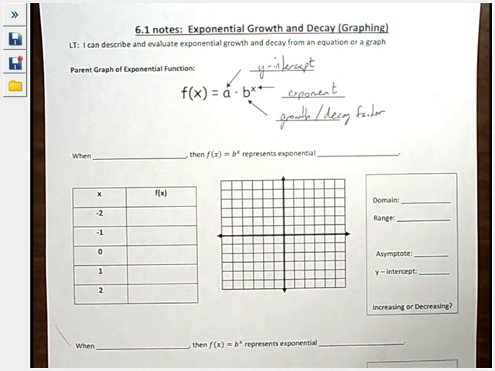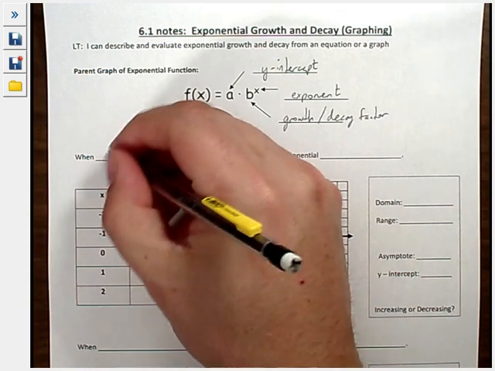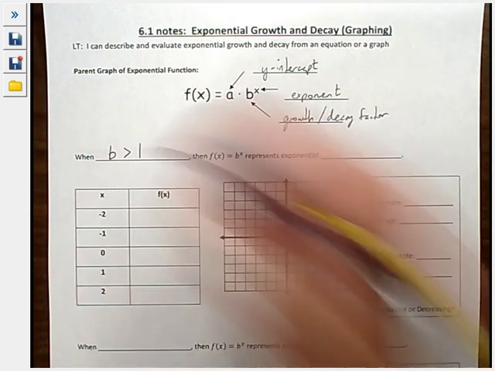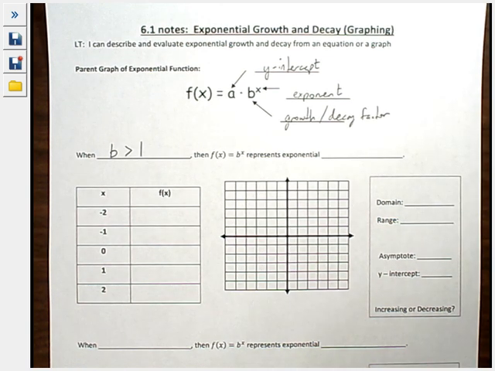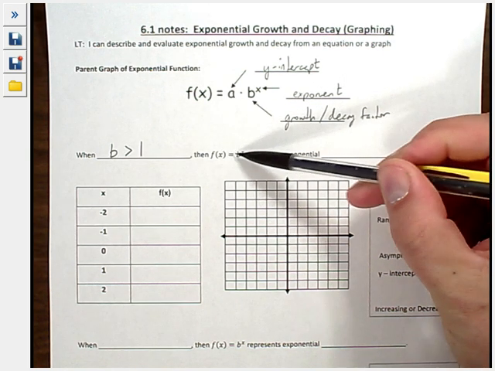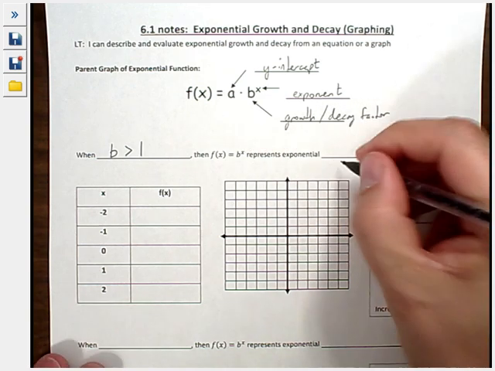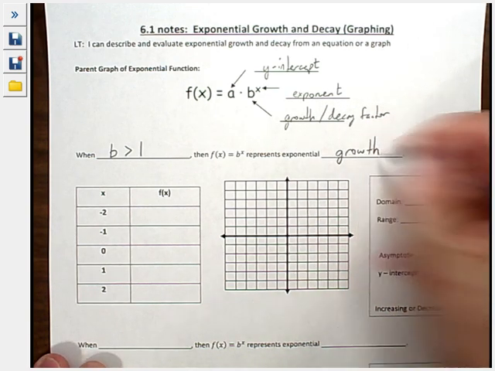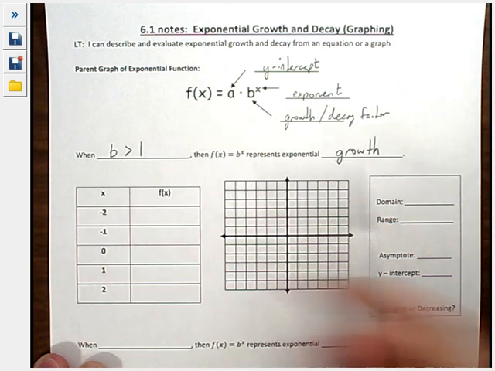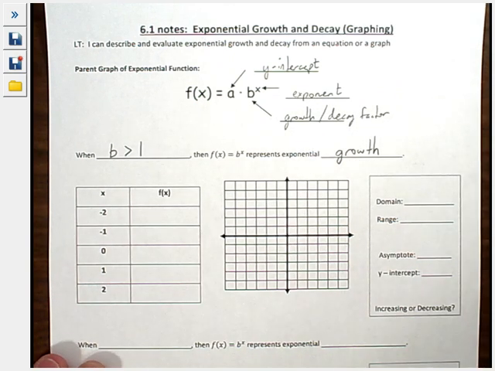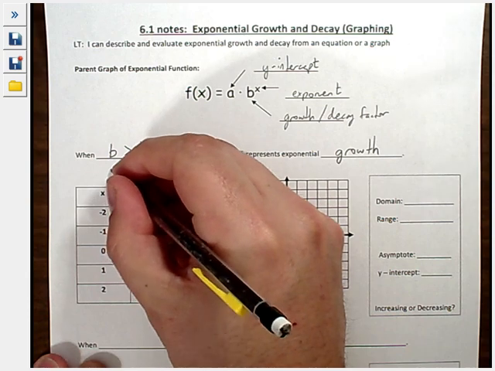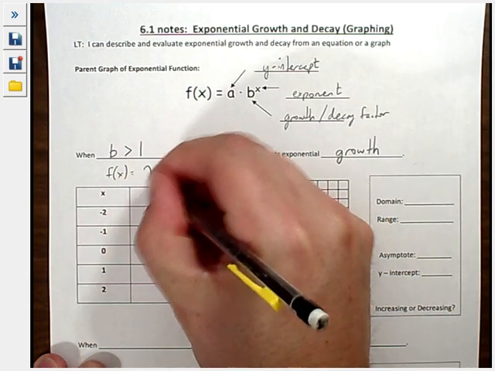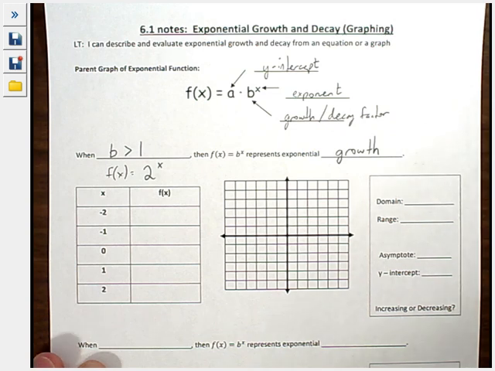The first one we're going to do is what happens when this value b is larger than 1. You'll notice it doesn't equal 1. It is larger than 1. When this happens in this parent function here, f of x equals b to the x, this represents exponential growth. Okay? When b is larger than 1, it represents growth. So an example of a function like that would be something like this: f of x equals 2 to the x.